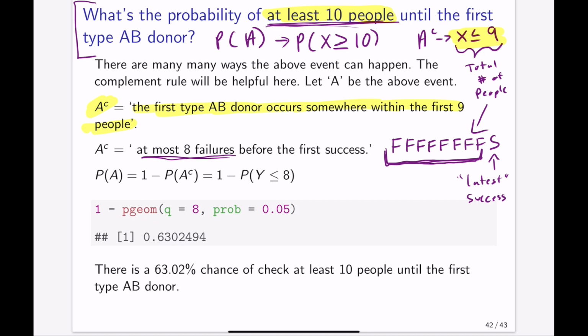So I could describe that as the probability that the number of failures is less than or equal to 8. So to find the answer to our question, we're going to do 1 minus the complement, which is 1 minus seeing at most 8 failures. So we're going to do 1 minus pgeom of 8 and get about 63%. When you want to do at least questions, one way to do it is to find the complement and use the complement rule.